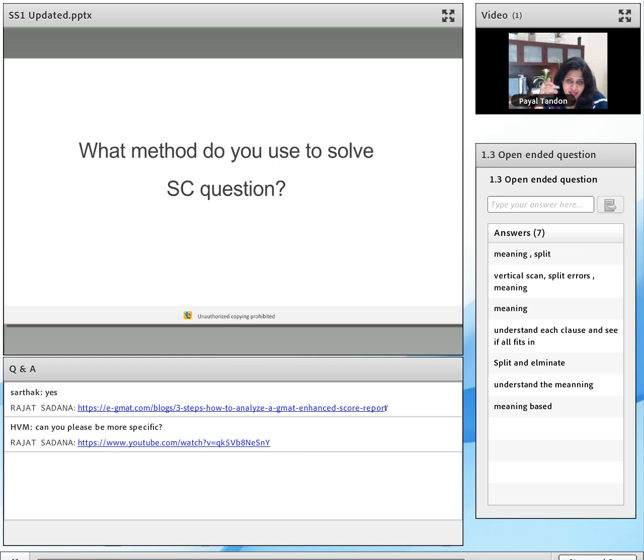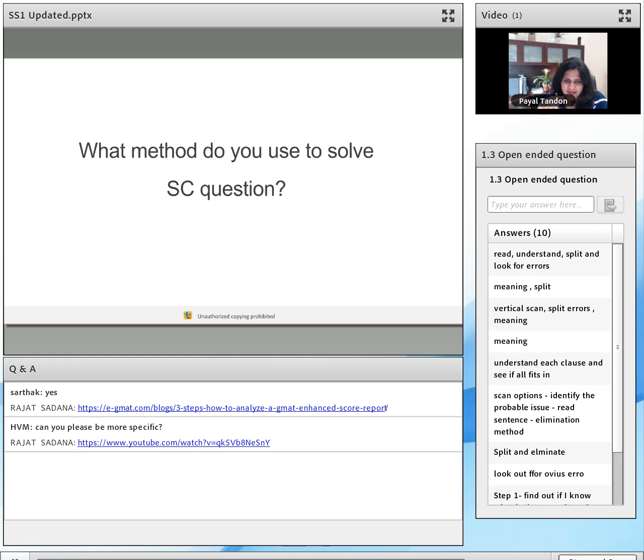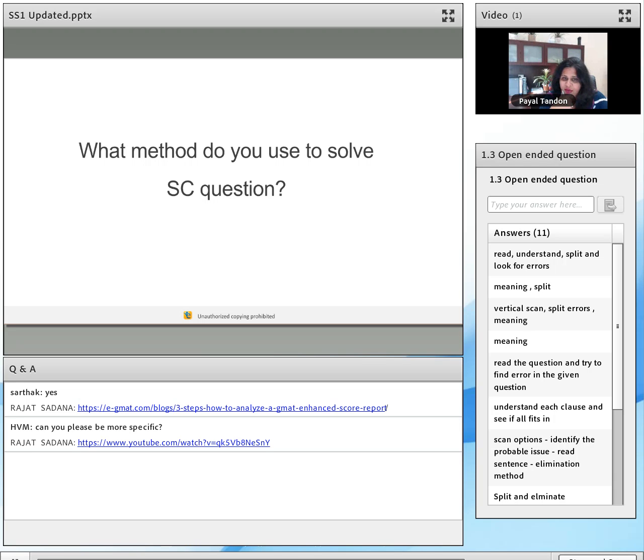Meaning and then split, vertical scan, split errors, meaning. Understand each clause and see if all fits in. Meaning and then split, split and eliminate. What does the sentence say? Scan options, identify the probable issue, read the sentence, elimination method. Okay, that's very detailed and thank you for that. Look out for obvious errors, and I believe this is after you understand the meaning. Vertical scan: step 1, find out if I know what the error is. Step 2, go to split and then eliminate and select the best fit.